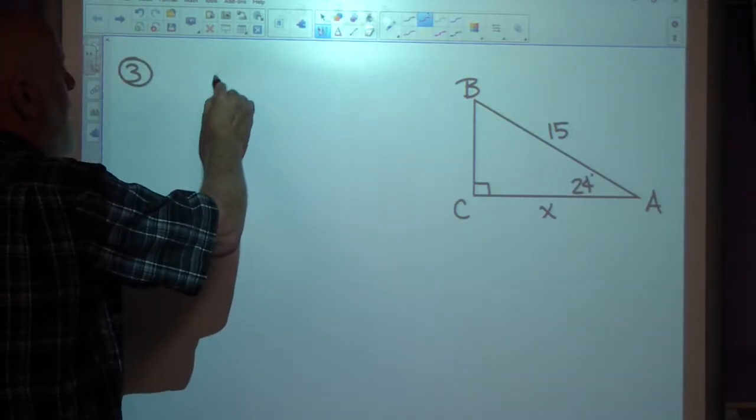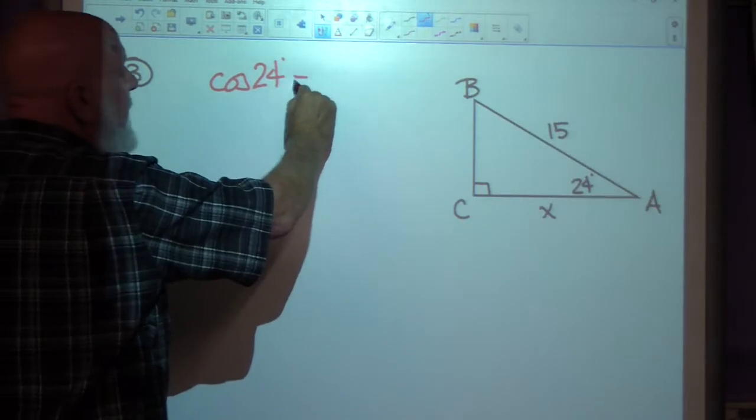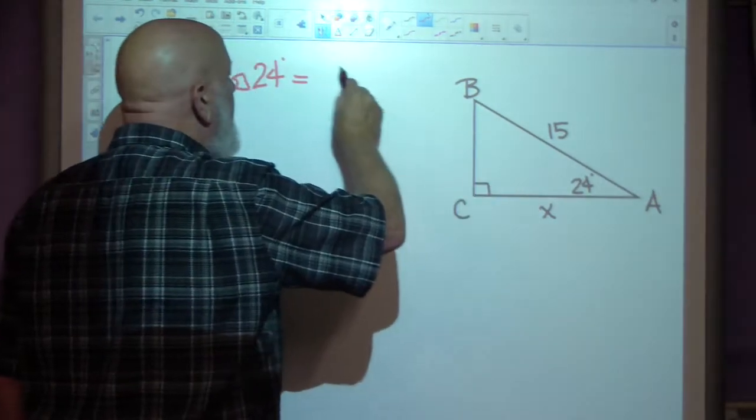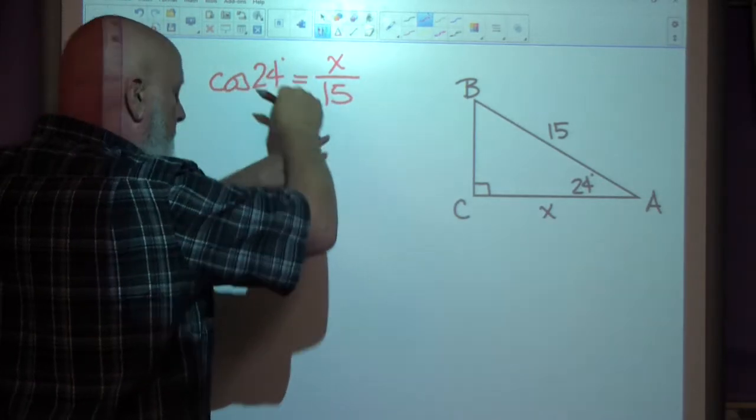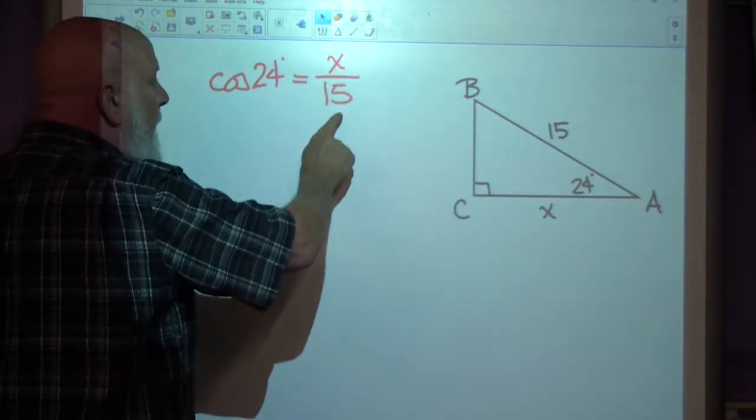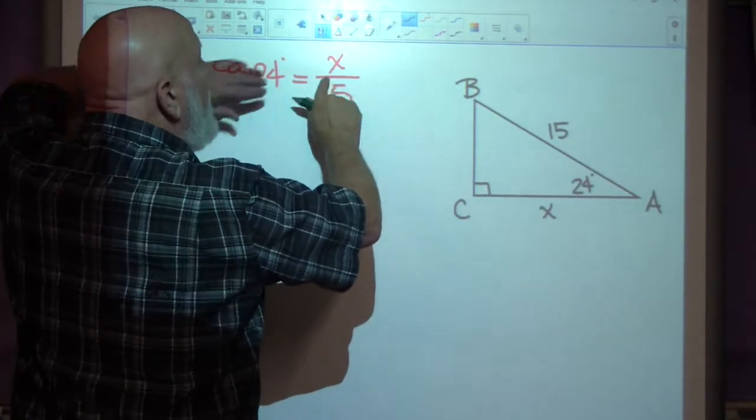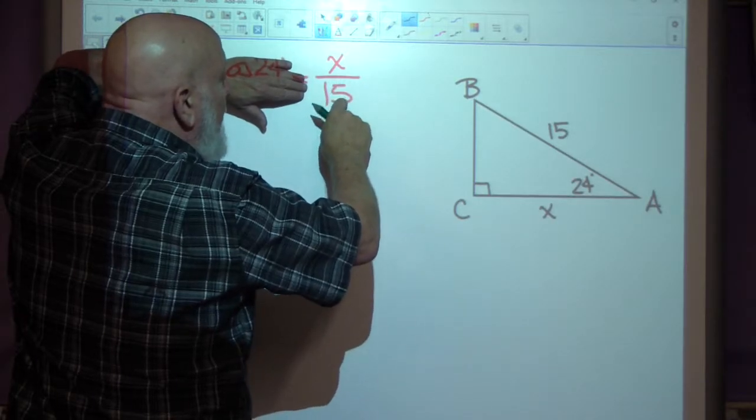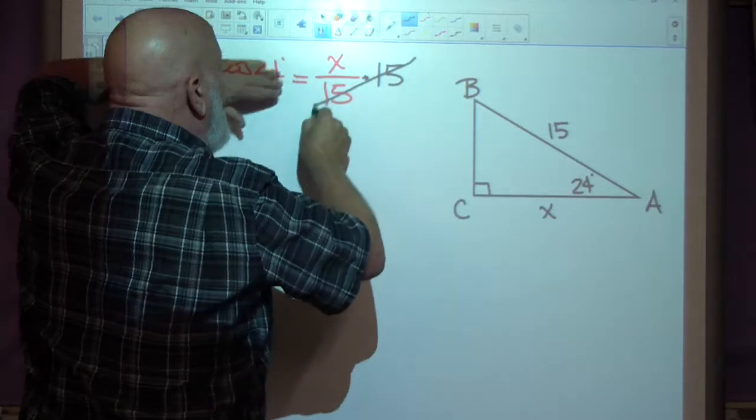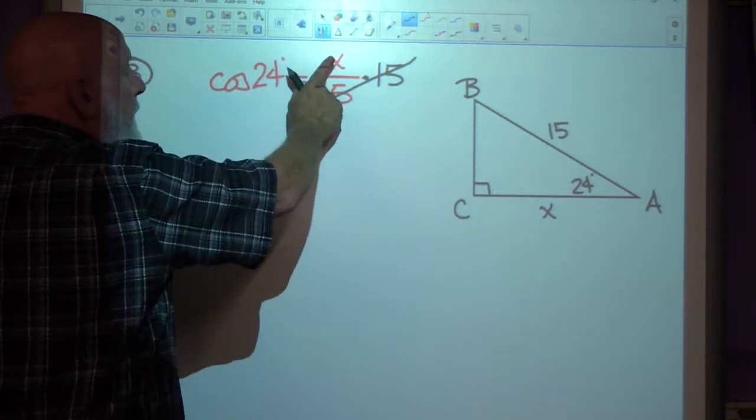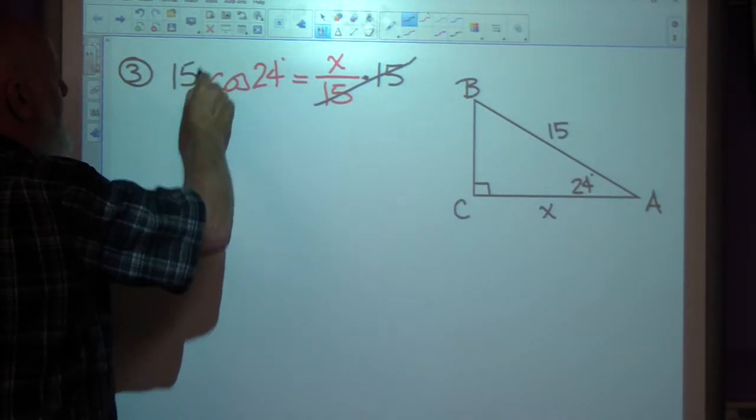So here we go. The cosine of 24 degrees is equal to x over 15. Well, here the x is in the top of the fraction already, so I don't have to do that switcheroo thing. We do that when the x is in the bottom of the fraction. All I have to do here is just undo, so to speak, this divided by 15. And in algebra, we were taught we do that by multiplying by 15. If I multiply this side by 15, making x all by itself, I have to multiply this side by 15 just to stay in balance.